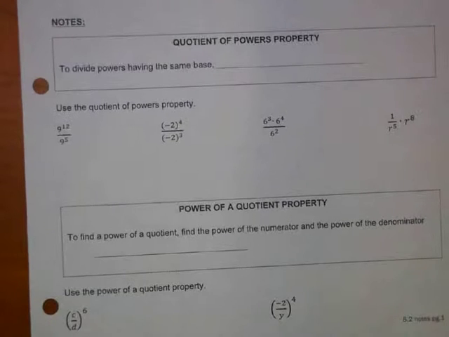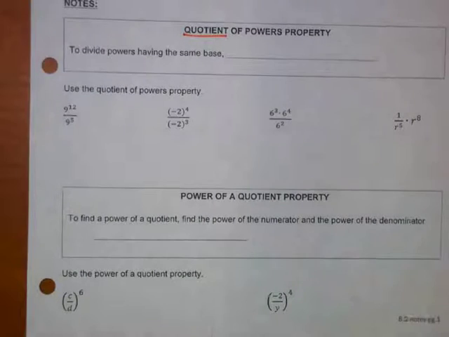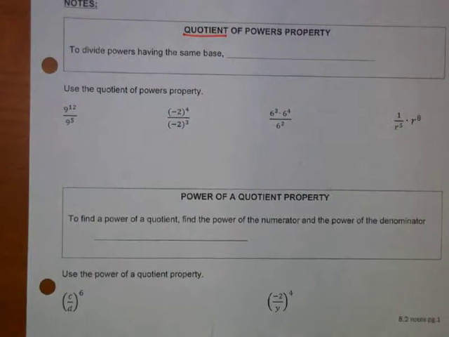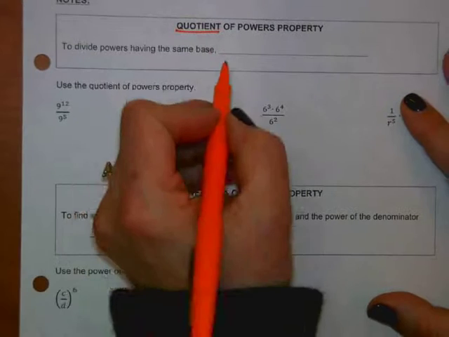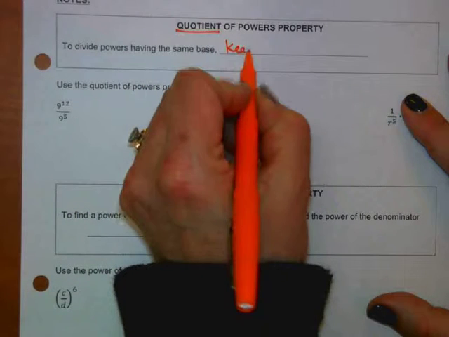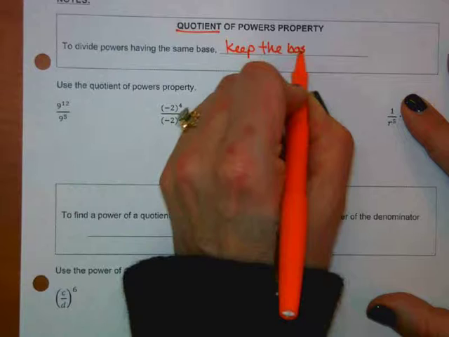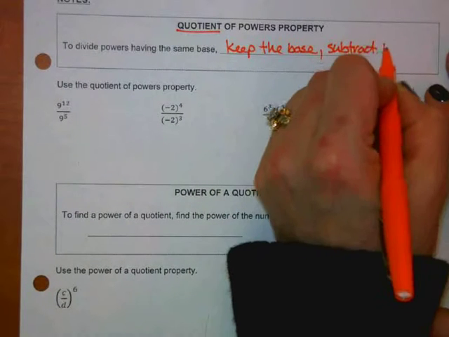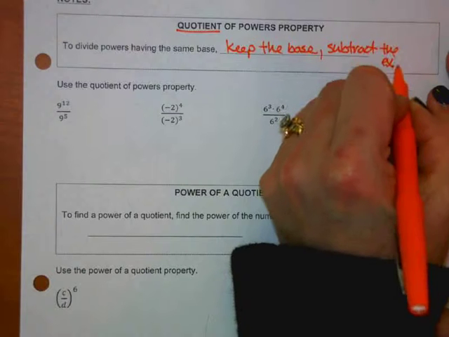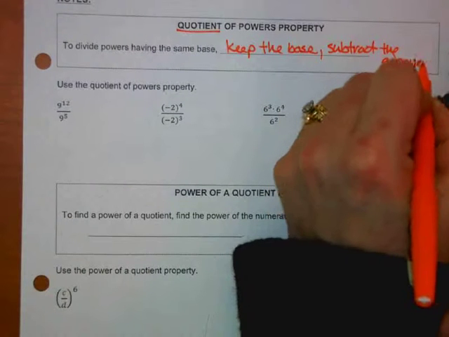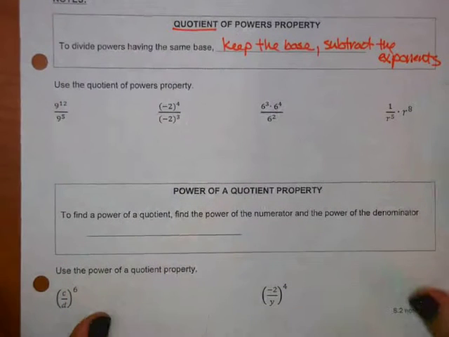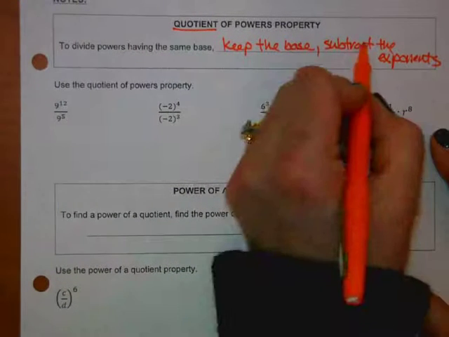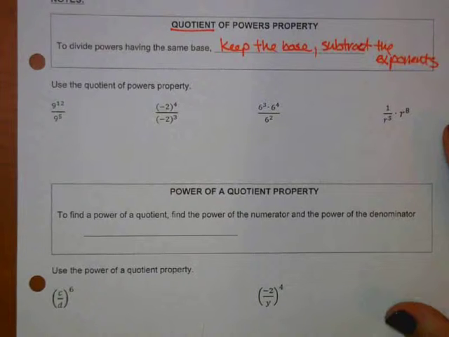Quotient. What's quotient? Yeah, it's a division. So, quotient of powers. Here we go. To divide powers having the same base, you keep the base and subtract the exponents. Now, yesterday, when you were multiplying powers with the same base, what did you do to the exponents? You added them, right? This says subtract here. When you're dividing, you subtract.